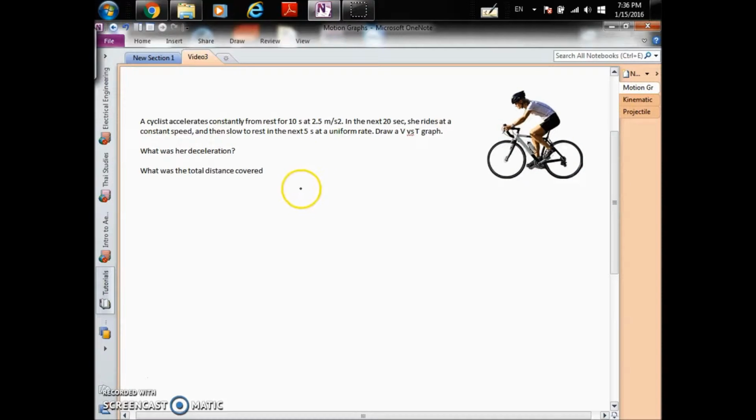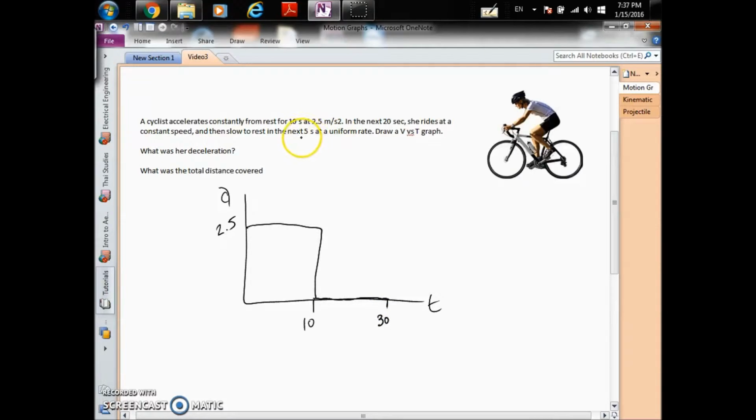Let's first analyze the problem. From 0 to 10 seconds, let's just draw an AT graph, as the question gives us AT. From 0 to 10 seconds, she is constantly accelerating at 2.5 meters per second squared for 10 seconds. After that, for 20 seconds, she rides at a constant speed, which means her acceleration will be 0. So for the next 20 seconds, acceleration is 0, bringing the total time to 30 seconds.